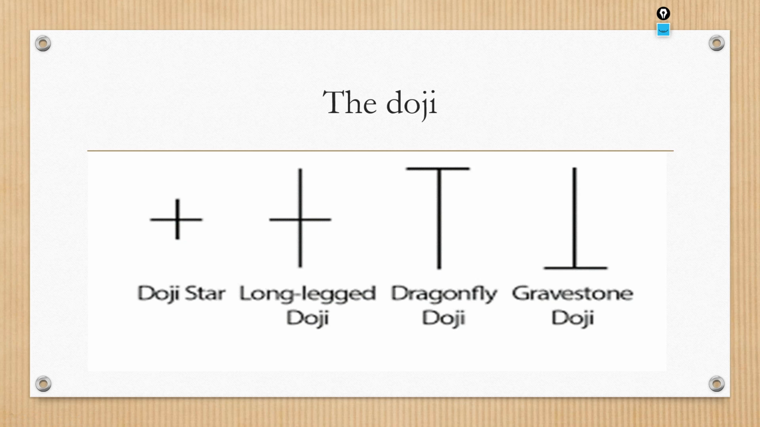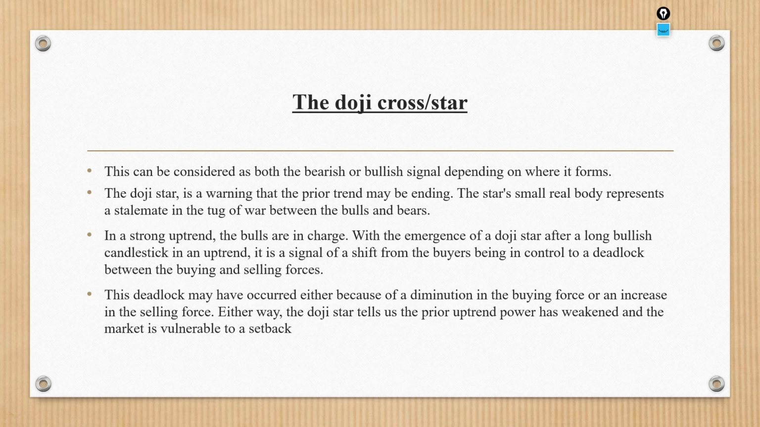So these are the Doji candlesticks. Of course, I don't even know the names and all that. I just know to say they look like this and they signify a reversal. If you want to flex around your friends, you can know the names and flex at least. Yeah. So the Doji cross or star can be considered as both a bearish or bullish signal depending on where it forms. So if it forms on a support, then it's a bullish signal. If it forms on resistance, then it's a bearish signal. So it is actually a warning that the trend may be ending.